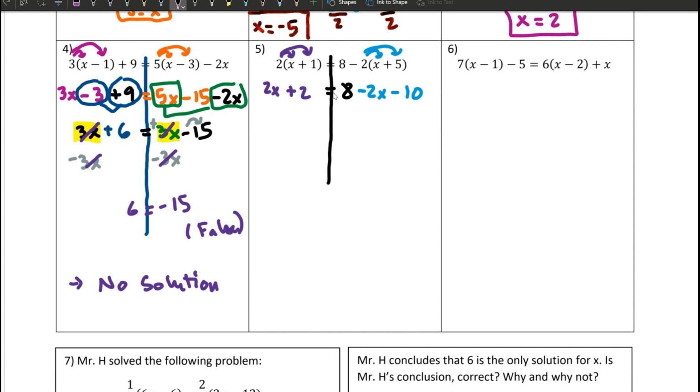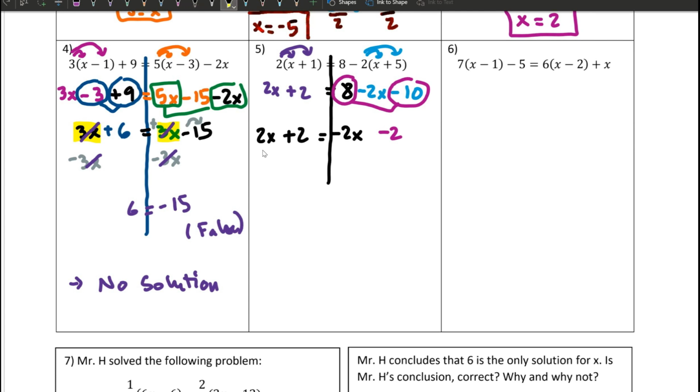So then we're going to do combining like terms. 8 minus 10 will give you negative 2. Then we bring down the negative 2x, okay, equal to the other side, 2x plus 2.